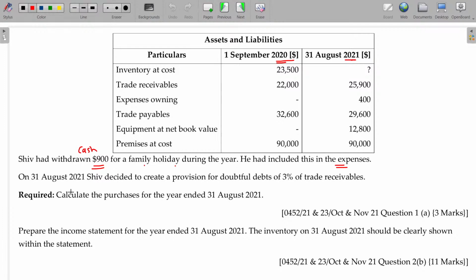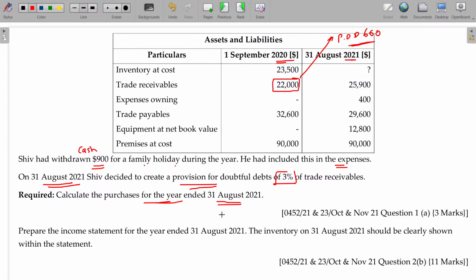On 31st August 21, Shiv decided to create provision for doubtful debts at the rate of 3%. For this, you need to have the knowledge of irrecoverable debt. Go and see that chapter beforehand if you come here. Trade payables and trade receivables. So you have trade receivables being this much. For that, you have to create 3%. So provision for doubtful debts on this 3%. 660.